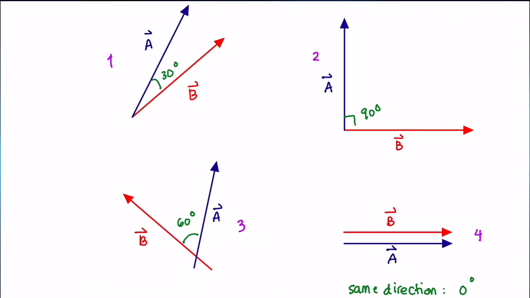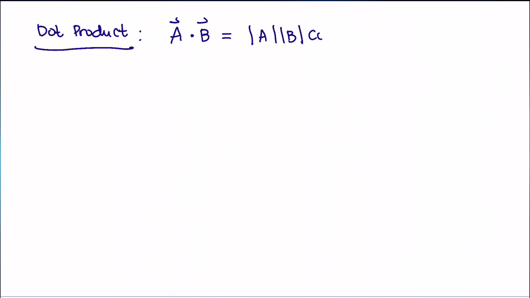Having said that, let us identify which of these cases will give us the greatest magnitude for the dot product of vectors a and b. Now, how do we identify this? How do we know which one has the greatest magnitude of the dot product? So remember that if we talk about the dot product of two vectors, for example, vector a and b, this is just equal to the magnitude of a multiplied by the magnitude of b cosine of the angle theta.